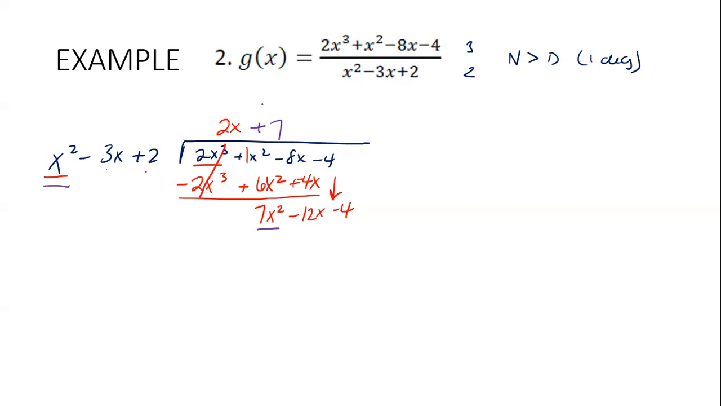I can't. Because all I need is the linear quotient. Do we see that? Do I have my linear quotient? Yes. You don't need the remainder. You just need the linear quotient, which is right here. So where's my slant asymptote at? At y equals 2x plus 7.